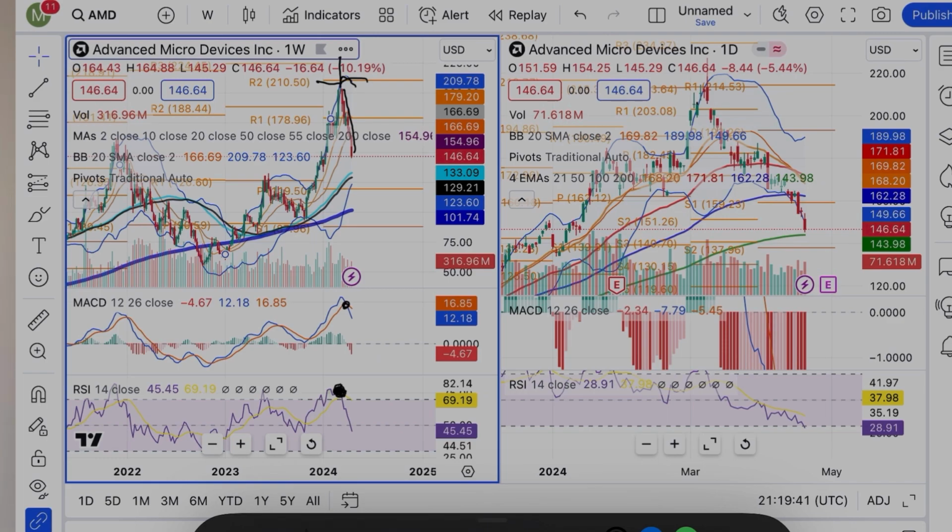Now, me personally, I don't do swing trades in a downward motion just because the stock market moves in an uptrend over the long term, right? So I mostly do swings in the upward direction.